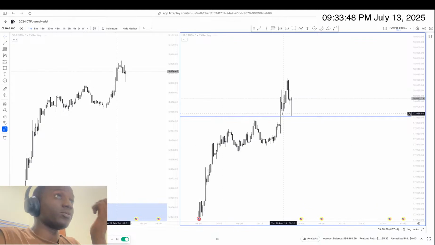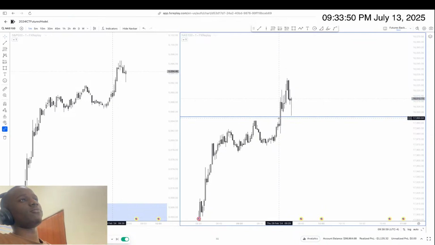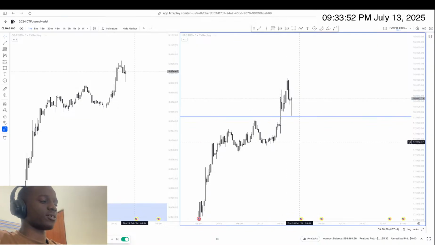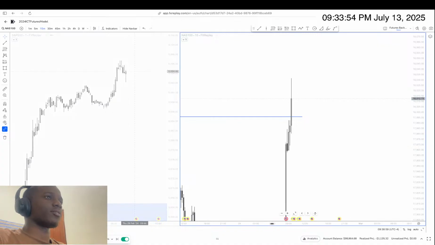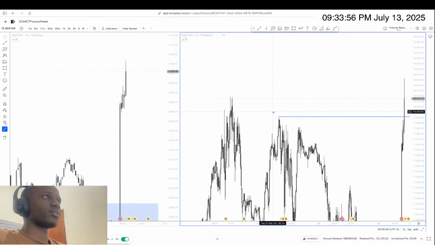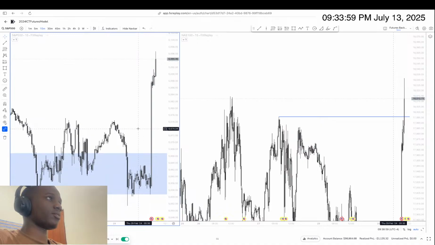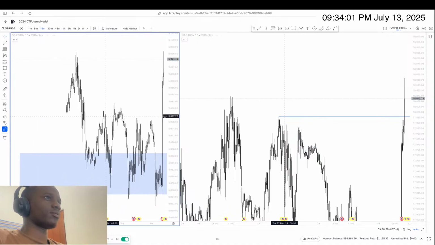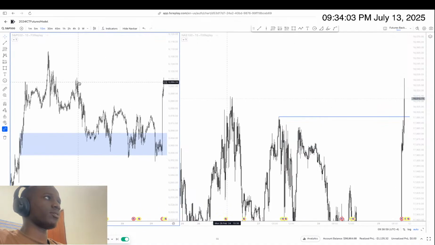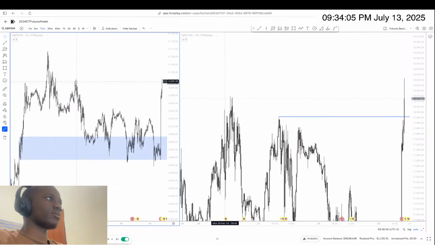So we drop into some kind of fair value gap. From that, after taking out those highs, looking on the 15, you can see that we took out these highs. But how is it looking here? We took out these highs as well, and these ones. Yeah, so no SMT.